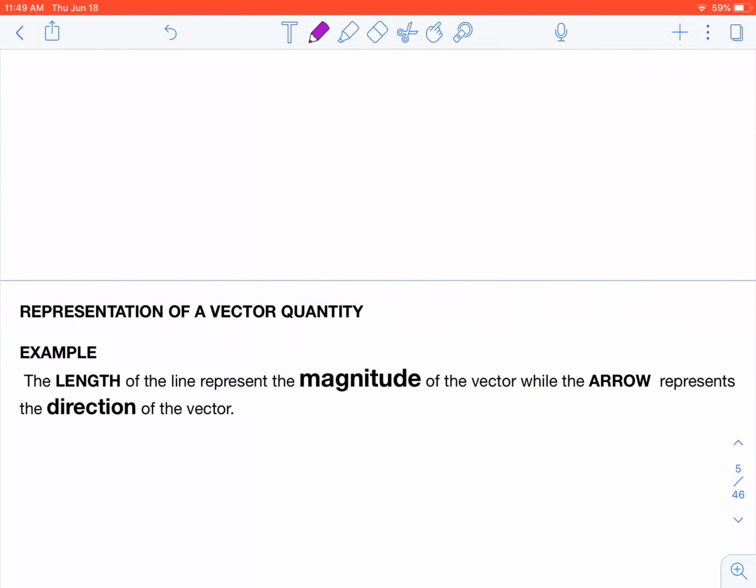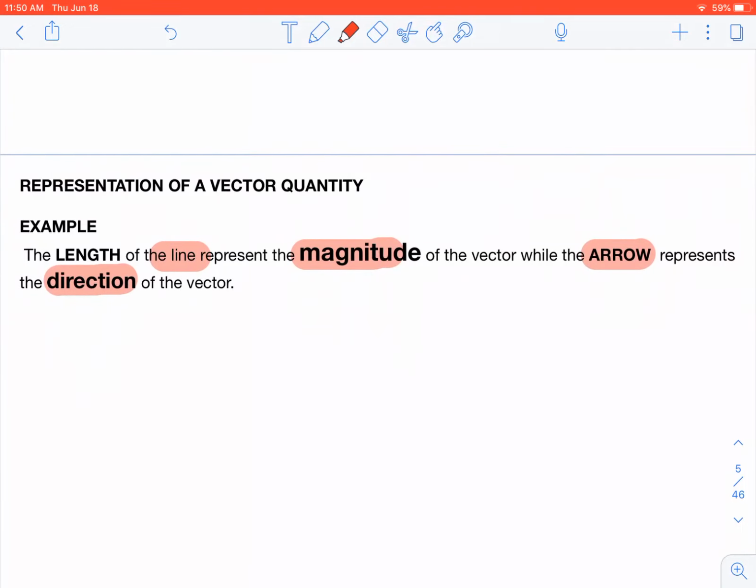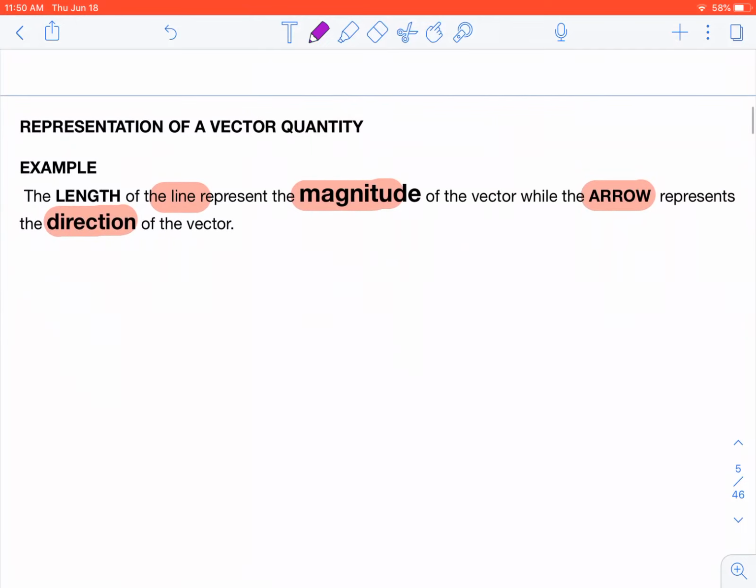Now let's look at the representation of a vector quantity. The length of the line represents the magnitude of the vector, while the arrow represents the direction of the vector. Now we will use force, which is a vector quantity, as I have shown you, as our example.